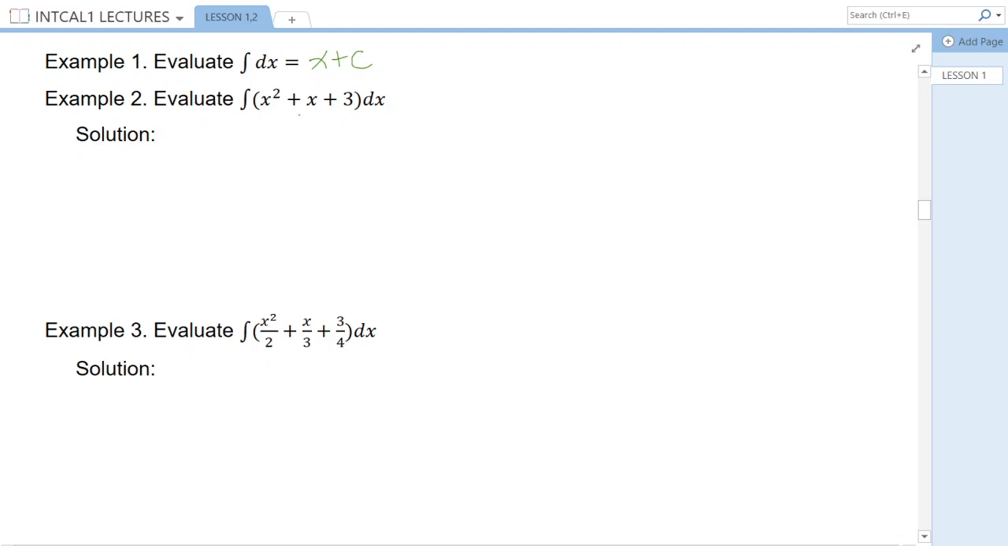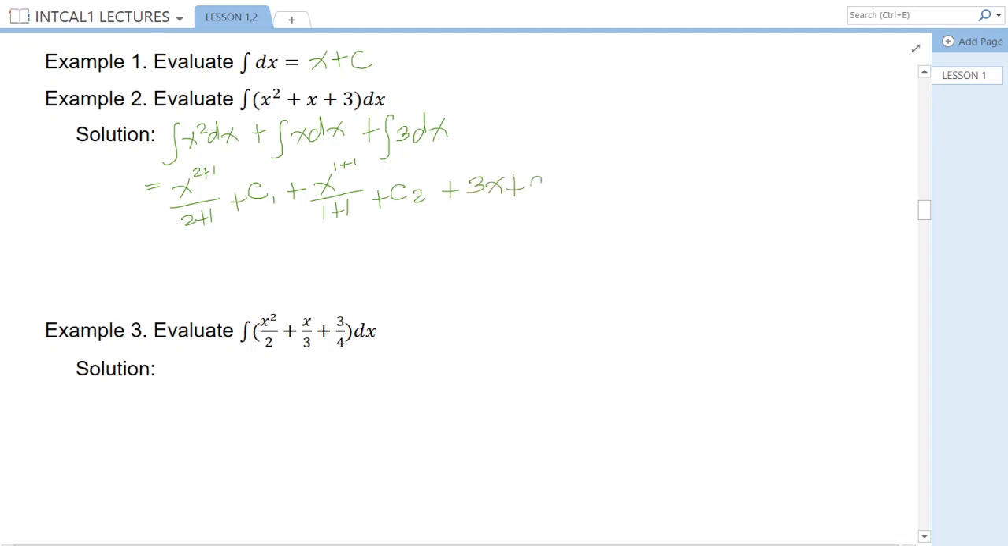For this one, evaluate this one. Let us just rewrite that. That is the integral of x squared dx plus the integral of x dx plus the integral of 3 dx. So getting the integral for that, it will give us x raised to 2 plus 1 over 2 plus 1 plus arbitrary constant c1 plus x raised to 1, of course, that is considered as 1, so plus 1 over 1 plus 1 plus c2 plus 3x plus c3.